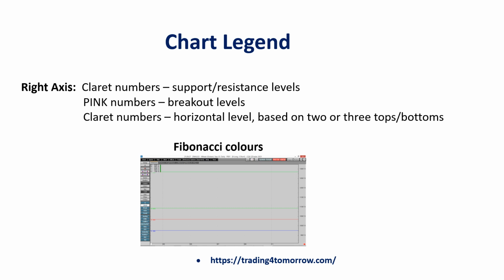The black numbers are going to be support and resistance levels based on trend lines. Pink numbers are going to be breakout levels. And claret numbers, they're just going to be horizontal levels where I've identified support or resistance, generally based on double or triple tops or bottoms.